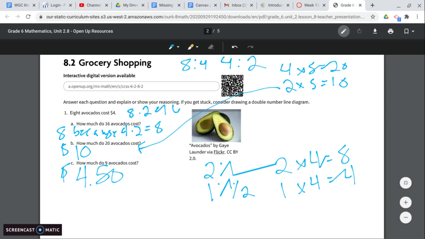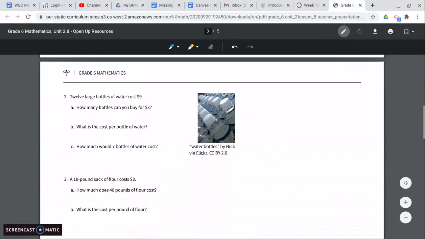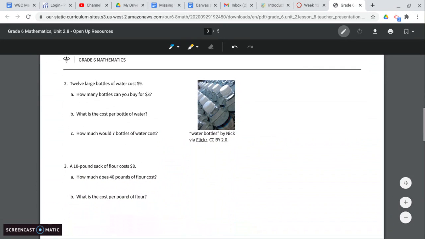So these are unit rates and rates. Not all of them are unit rates, but we are looking at rates, so finding out how much for something else. So rate is your keyword for this lesson.